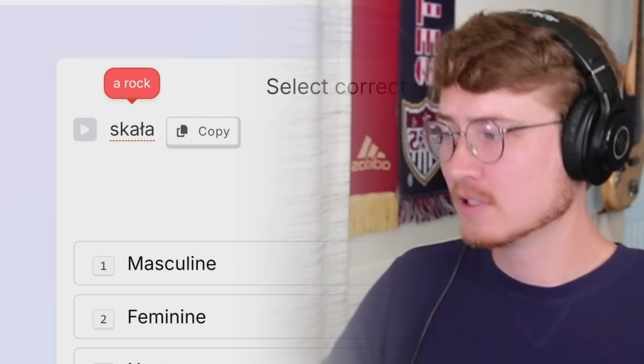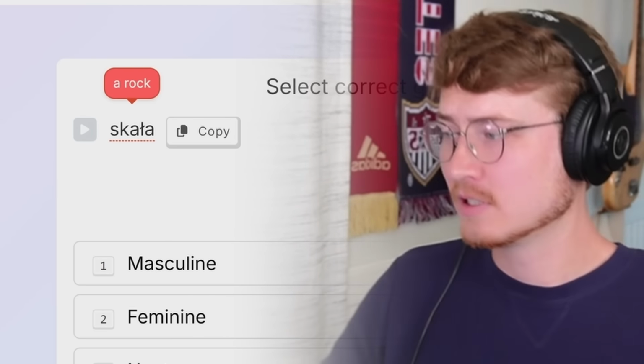Okay. You know, what I want to know is how does this get decided? I mean, it's not decided. It just evolves over time. But like what makes rock feminine? But then like table, which is stół, is masculine. So skała is a big rock. Not just a rock. It's a big rock. Kamień just means rock. Wow, I guess why do we have words for rock and big rock?